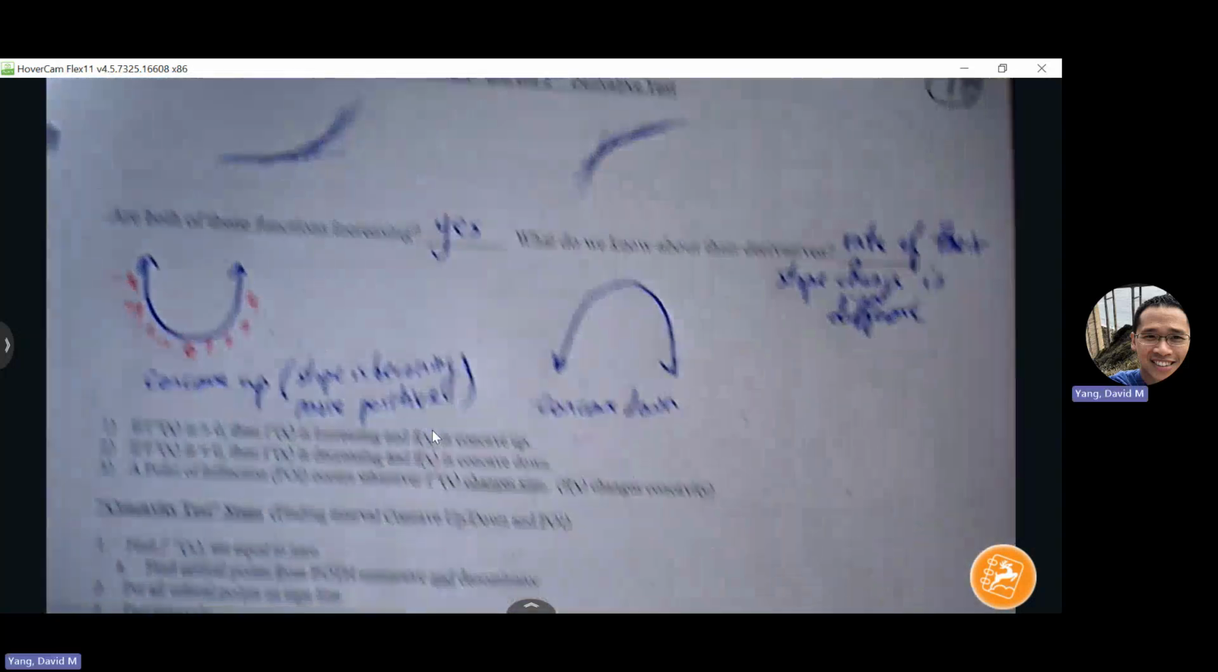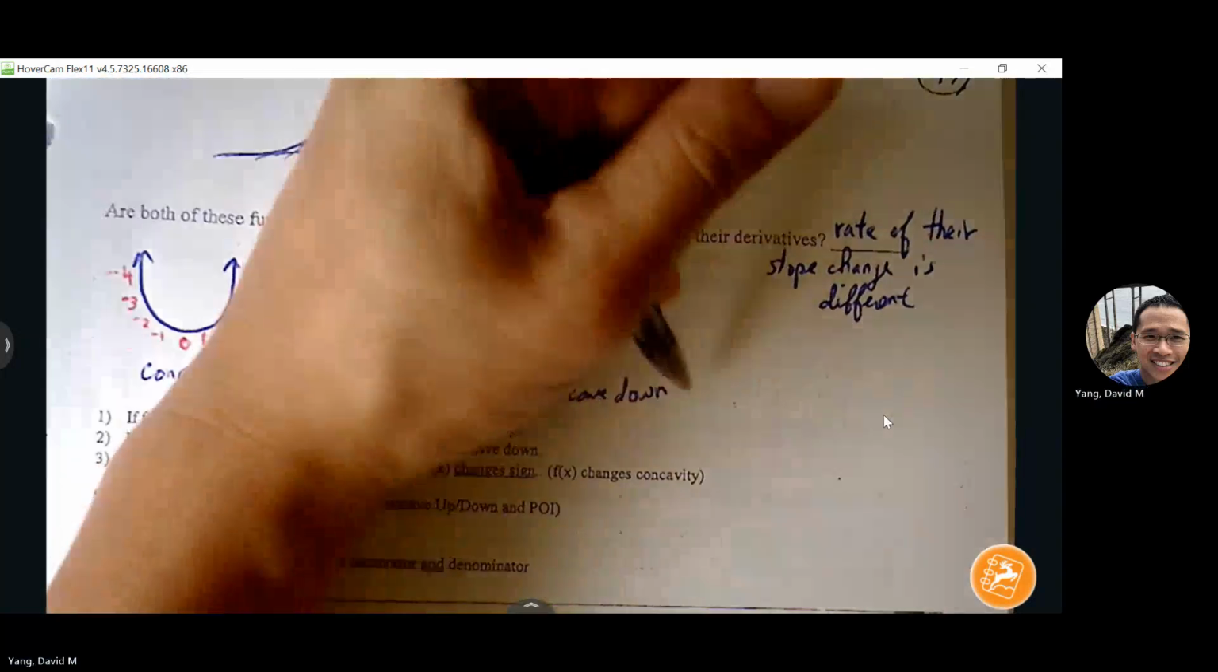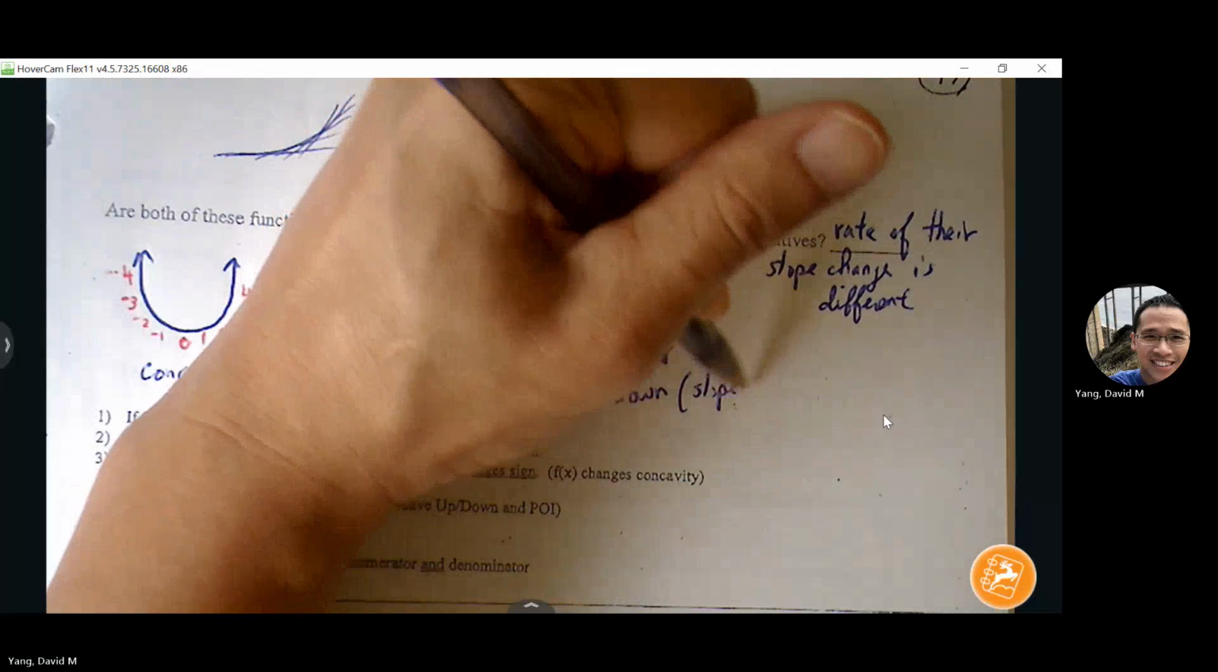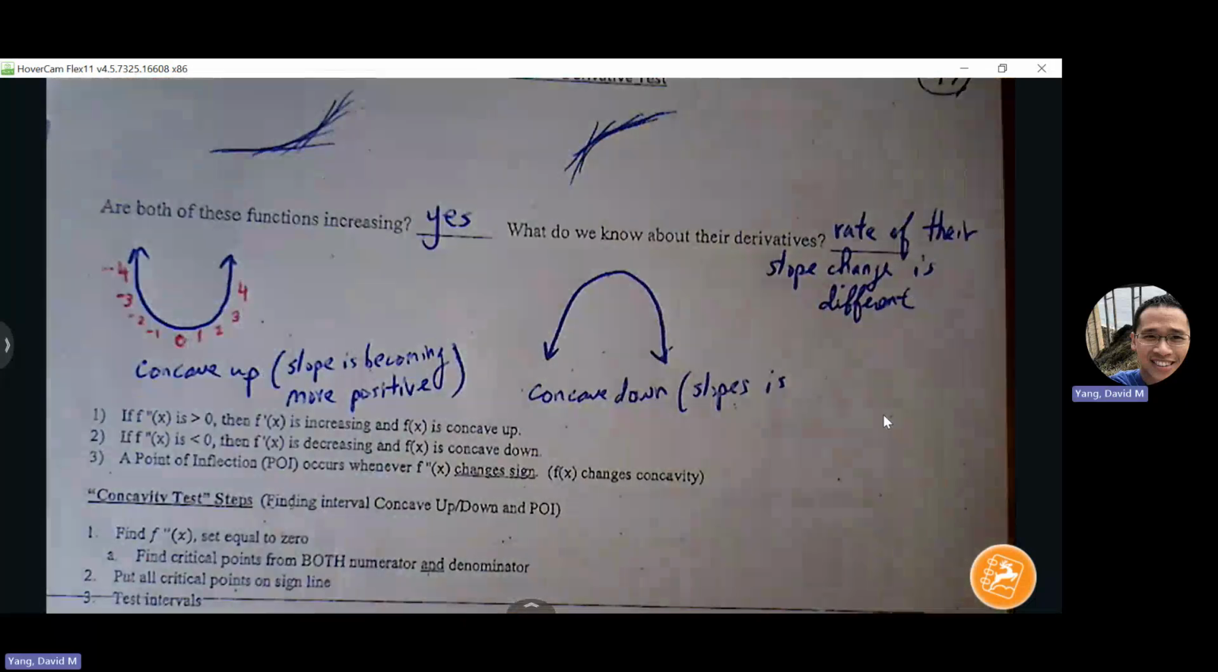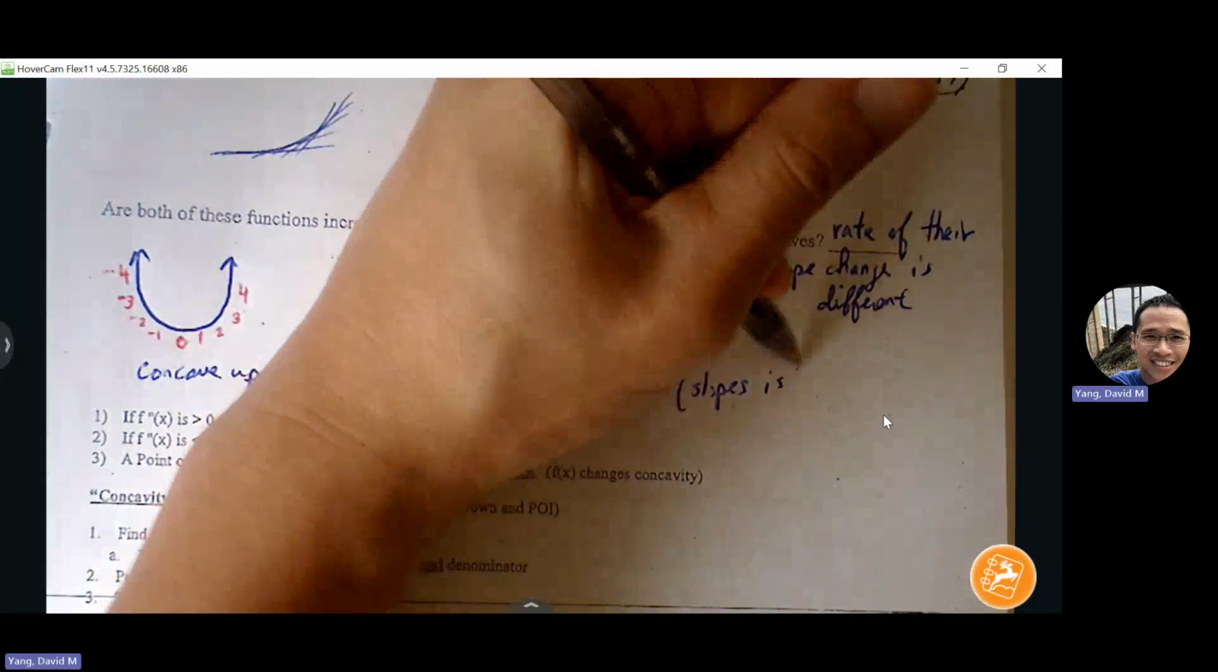And what do you think the slope is going to behave in this one? The slope is now going to become what? Yeah, it's going to move in a negative direction. That's right, becoming more negative.